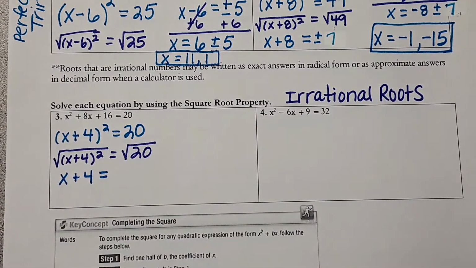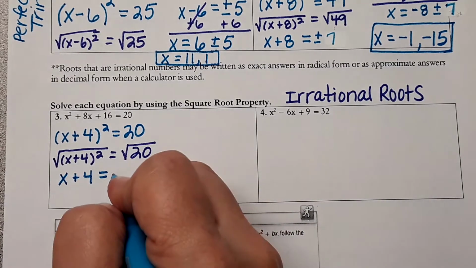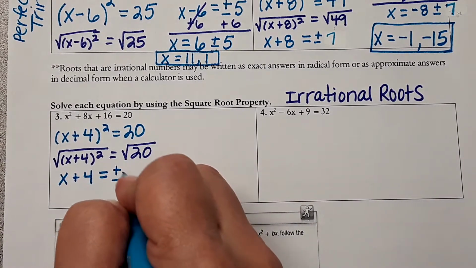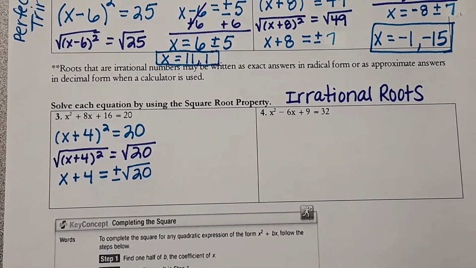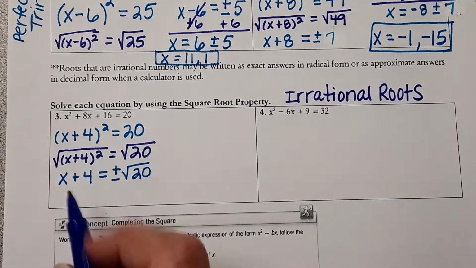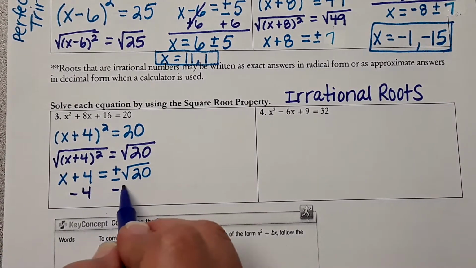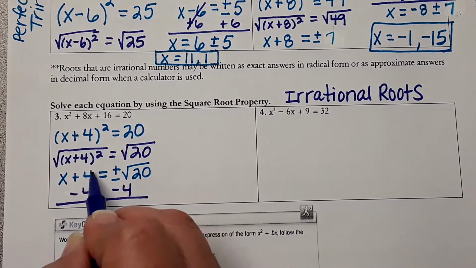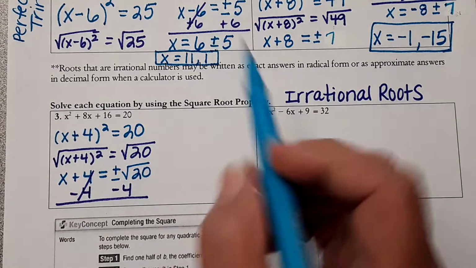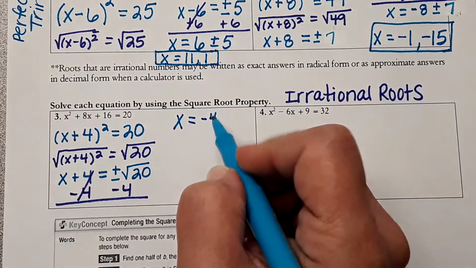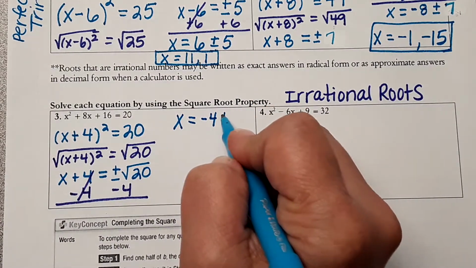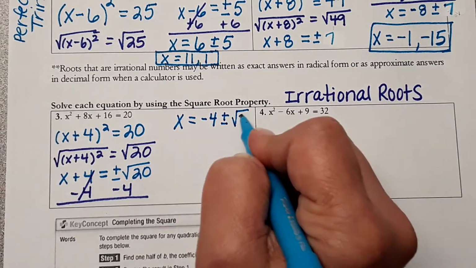If you go to take the square root of 20, you would get a decimal. But you can't take it, so we're just going to put plus or minus the square root of 20. This is what we're calling an irrational root because 20 is not a perfect square. We're going to subtract that 4 from both sides. Those cancel out, and I'm going to be left with x equals negative 4 plus or minus the square root of 20.